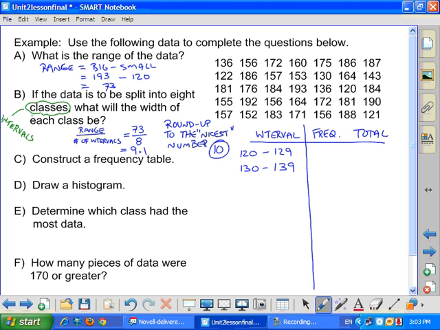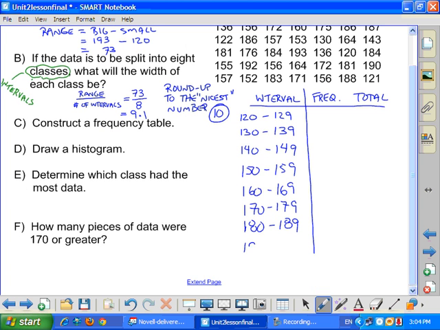The nice thing when you go by 5s or 10s or 4s, you can pick whatever you want, patterns emerge, so it makes it pretty quick to finish the rest of your pattern. So 150 to 159, 160 to 169, 170 to 179, 180 to 189, 190 to 199.